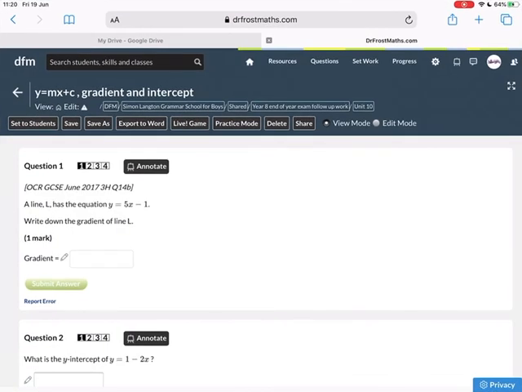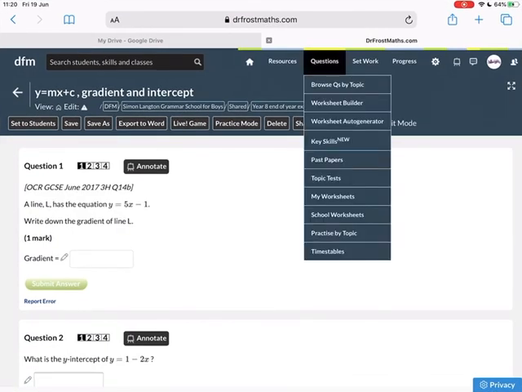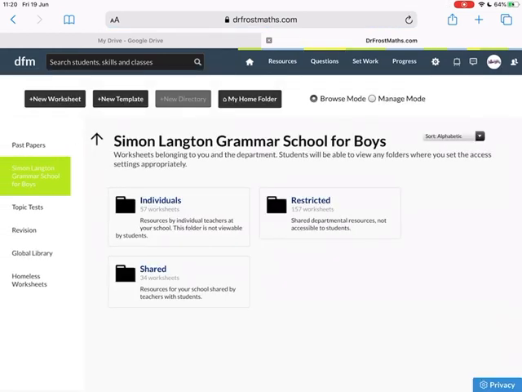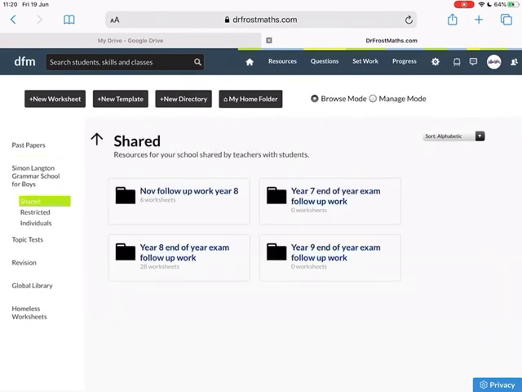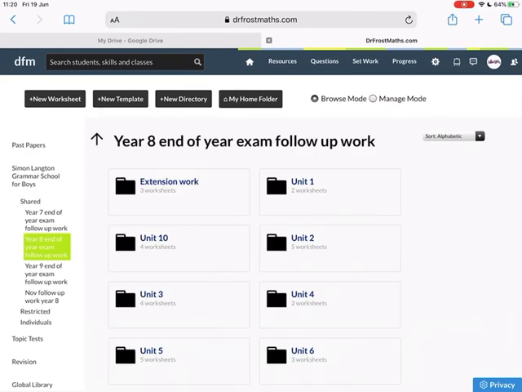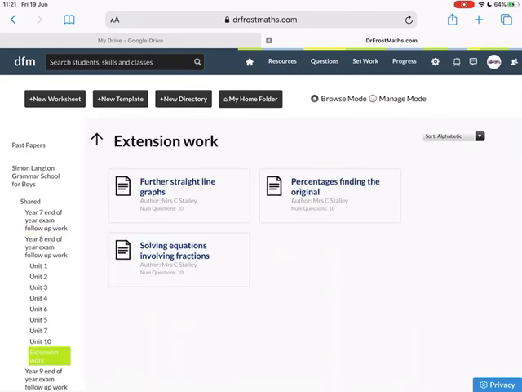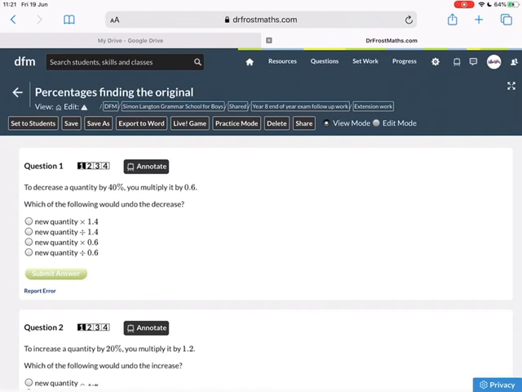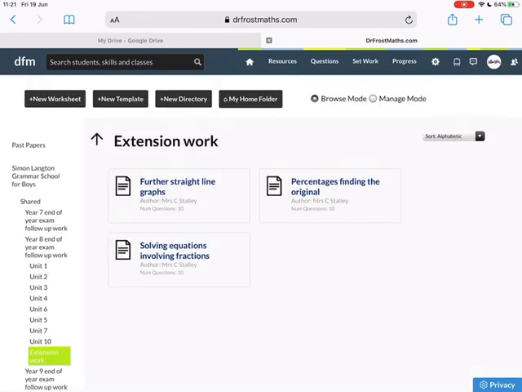And then back on the Dr Frost Maths, you'll go back to the questions, back to the school worksheets, into the shared, and then the year 8 follow-up exam work, and then you're looking for the extension work, and then you've got that one, percentages finding the original, so you can have a go at those questions on there.